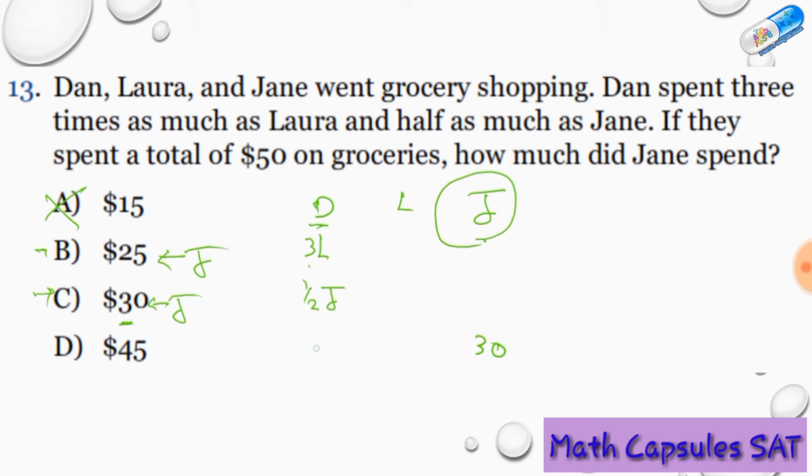Half of Jane, which is 15, and Laura will be 15 divided by 3, which is 5. So if we add 30 plus 15 plus 5, will we get 50 or not? Yes, we will get $50. So the answer is letter C.